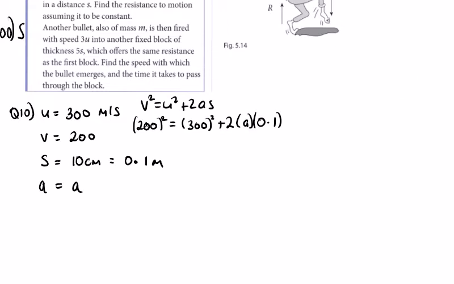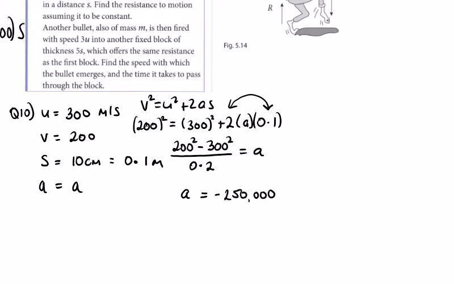So to get acceleration in this case, and we can see that it's slowing down here, we're going to have 200 squared minus 300 squared divided by 0.2, 2 by 0.1 divided by 0.2 is equal to a. So in this case, a is going to be 40,000 minus 90,000, minus 50,000 divided by 0.2 is multiplying by 5. Minus 50,000 by 5 is minus 250,000 meters per second squared for my acceleration.